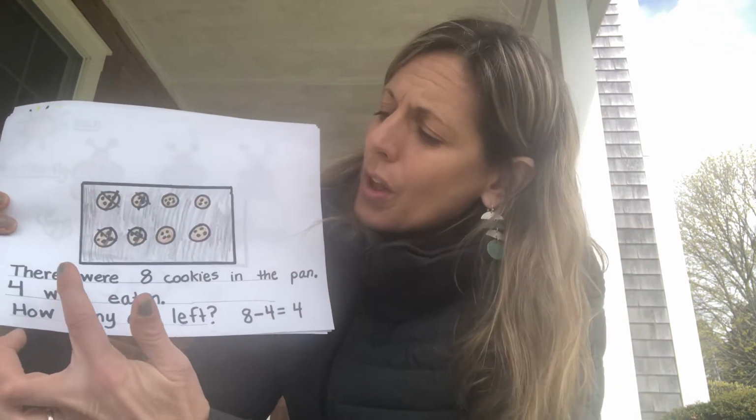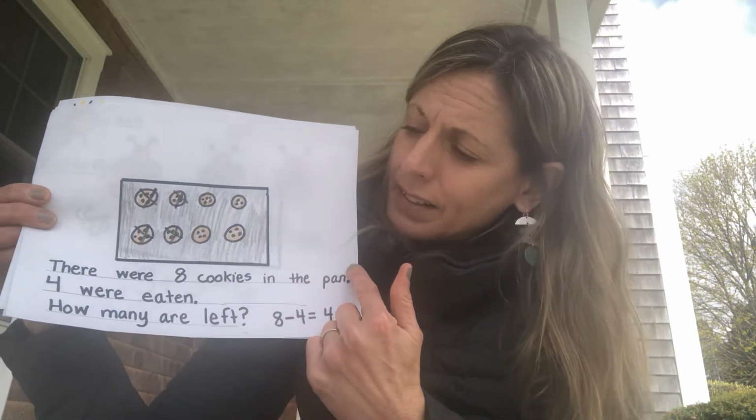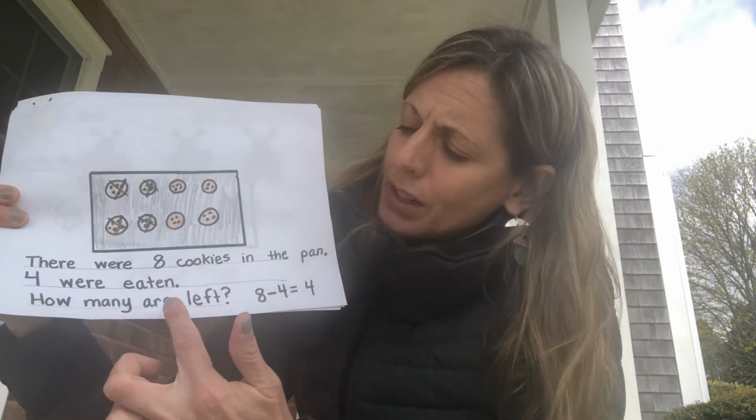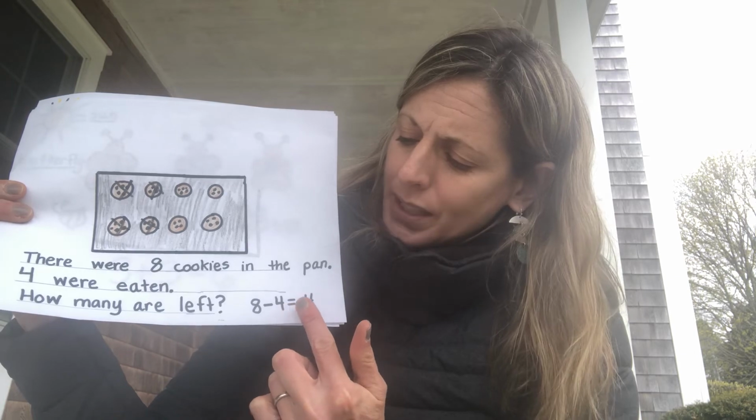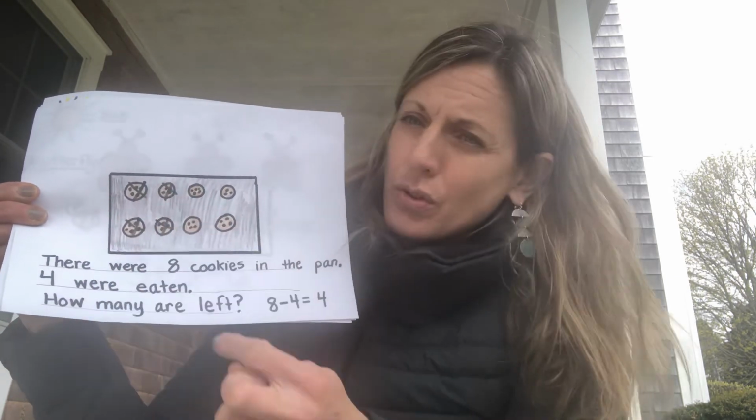I'll read it to you. There were 8 cookies in the pan. 4 were eaten. How many are left? 8 minus 4 equals 4. Okay, and I crossed out 4 of those cookies on the pan.